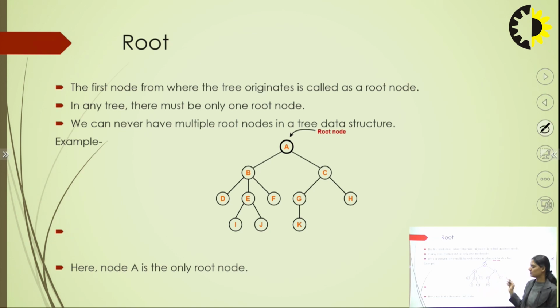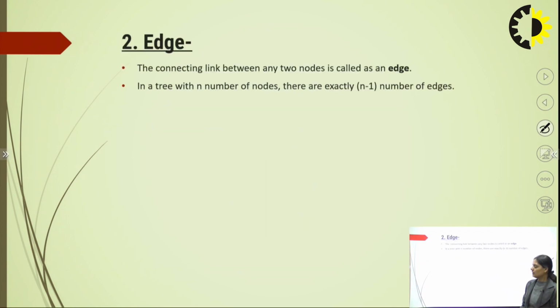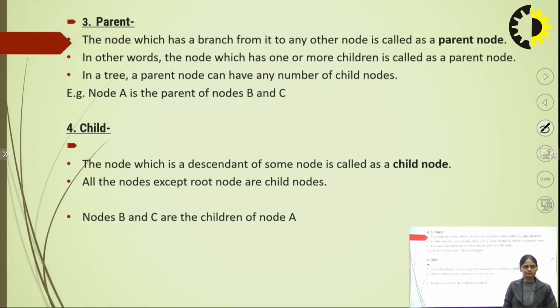So over here, this is a tree, and as the tree originates from A, A is known as the root node. Next is the edge. The connecting link between any two nodes is called an edge, as we have discussed earlier. In a tree with n number of nodes, there are exactly n minus 1 edges.